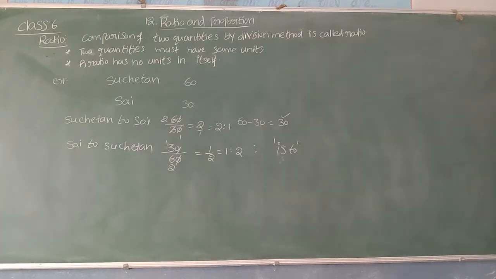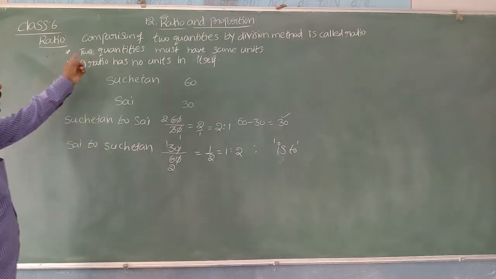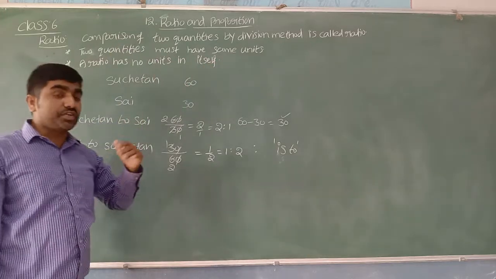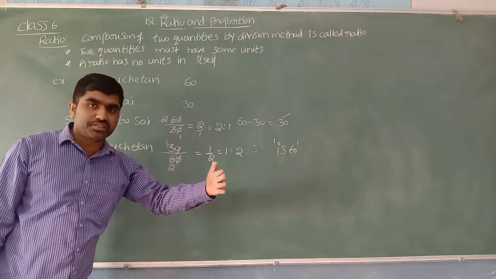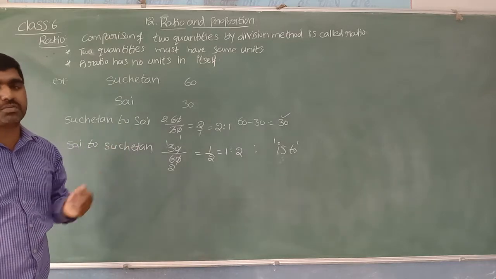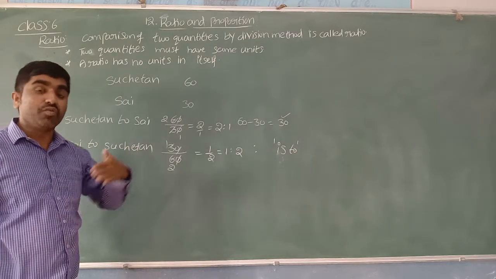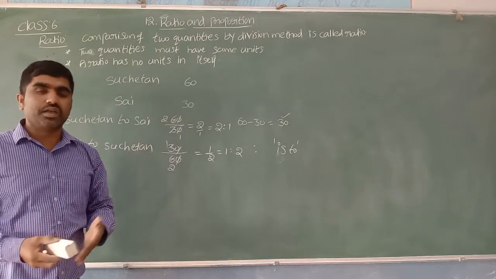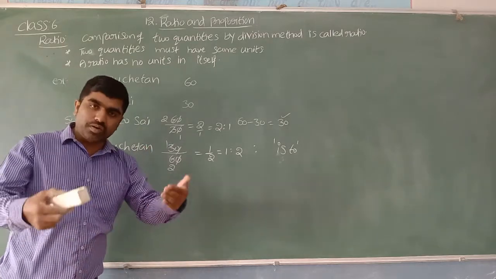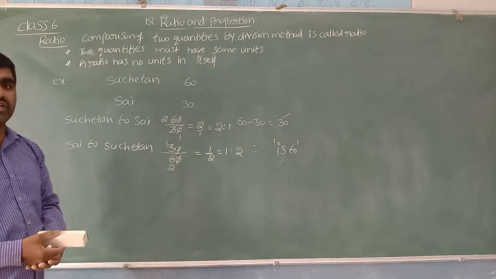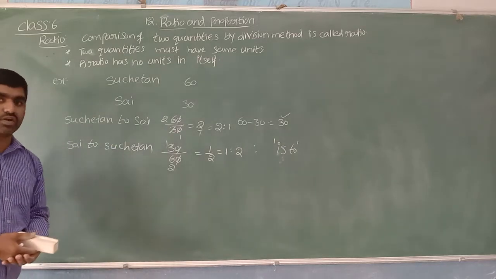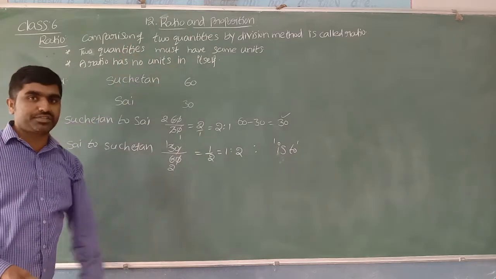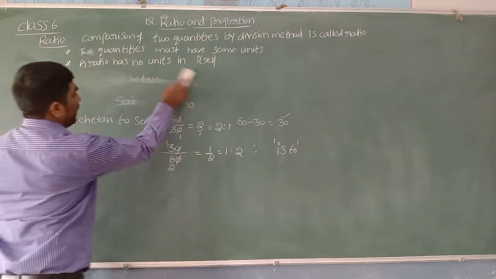Now let's see more about this ratio. Two quantities must have the same units. Suppose the first quantity is in meters, the second quantity must also be in meters. If the first quantity is in rupees, the second one must also be in rupees. If they are different units, we make them the same units, then we find the ratio of those two quantities. Also, ratio has no units.